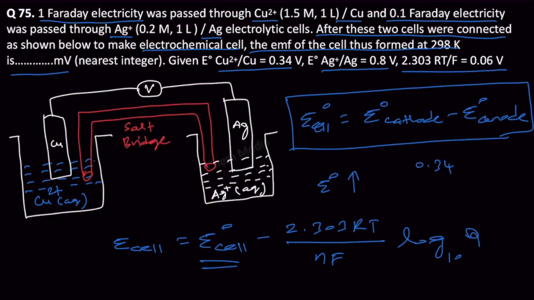Here 0.34 is definitely less than 0.80. So a higher and more positive reduction potential indicates a greater tendency for a species to gain electrons and get reduced easily. So higher standard reduction potential means it has the oxidizing tendency. It is a measure of the oxidizing tendency, isn't it? So which one will get reduced here quickly? Ag+ will get reduced quickly because it has the higher value.